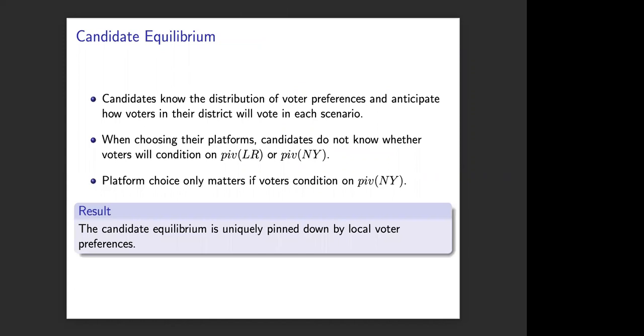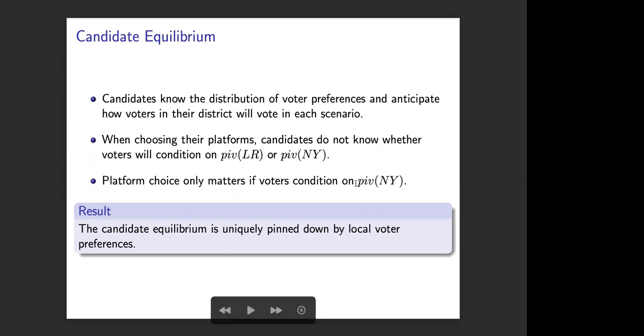And now we take that and move 1 step back up in backward induction to ask: what will the candidates do? The candidates know the distribution of voter preferences, and they anticipate how voters in each district will vote in each scenario. They've seen the table on the last slide. So when choosing their platforms, they know this, but they don't know whether voters will condition on the left-right dimension or the reform dimension. And that comes directly out of focusing on responsive equilibrium.